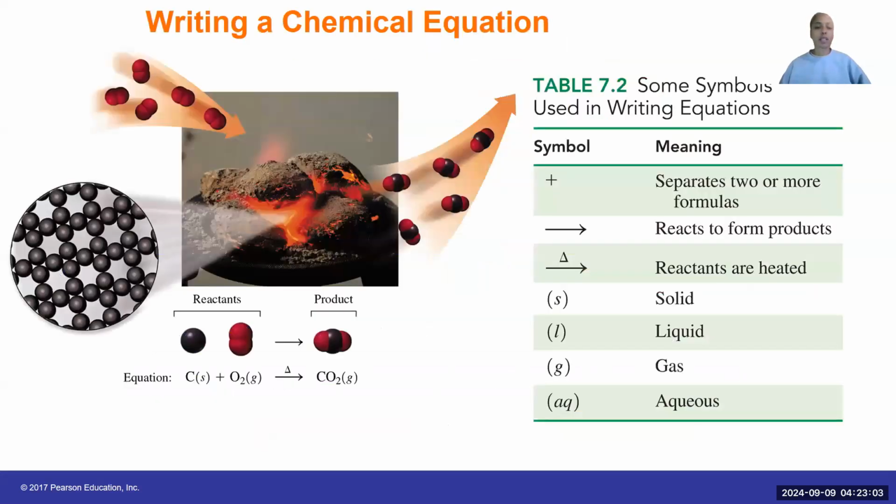So once again, the symbols that we have in a chemical reaction: the plus sign indicates we have 2 or more formulas. The arrow means that it reacts. That's what's reacting, right? The physical state: S represents solid, L is a liquid, G is a gas, and AQ is aqueous.